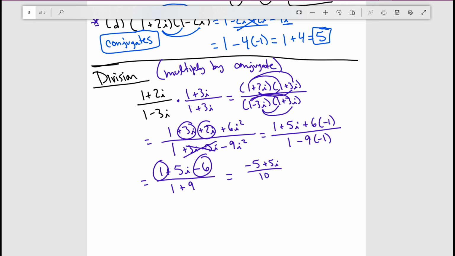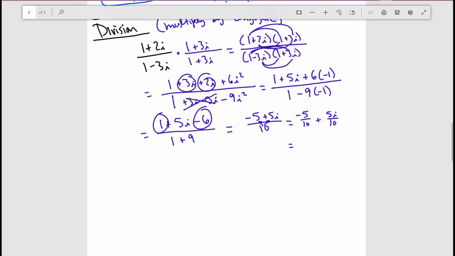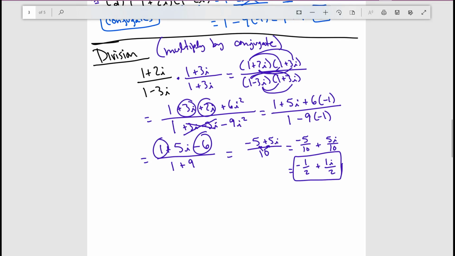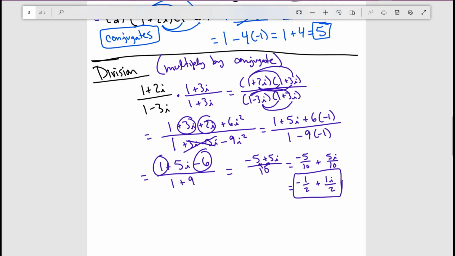All I have to do now is notice that this 10 is dividing both of these terms, so I can write it as negative 5 over 10 plus 5i over 10. I just broke up the fraction. And I can simplify this a little bit more. This will be negative 1/2 plus i over 2. And this is the answer. So when you want to divide two complex numbers, all you have to do is multiply by the conjugate. That concludes all of these sections.